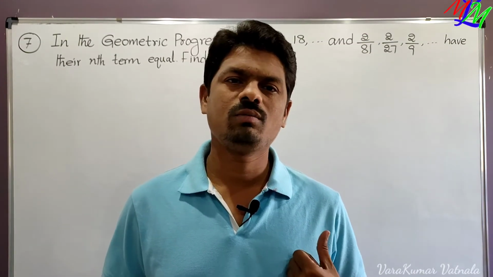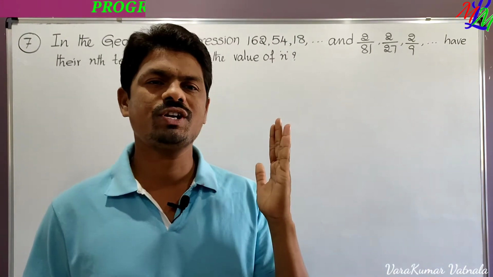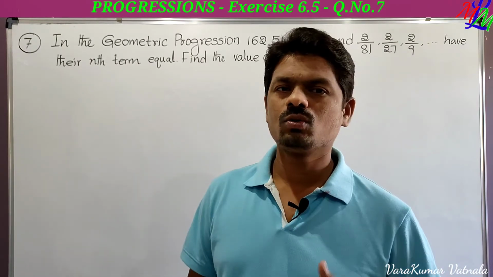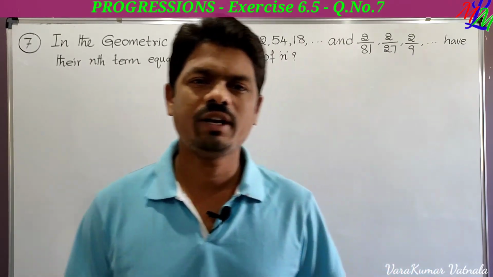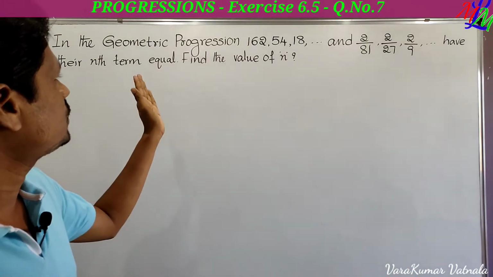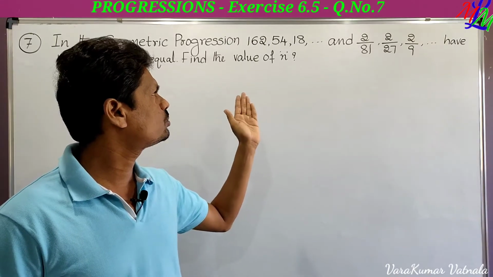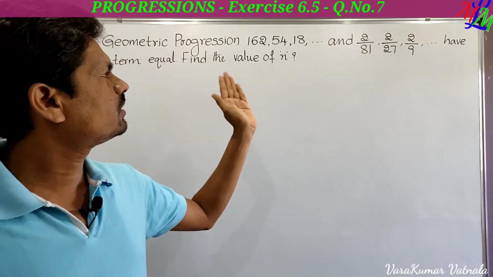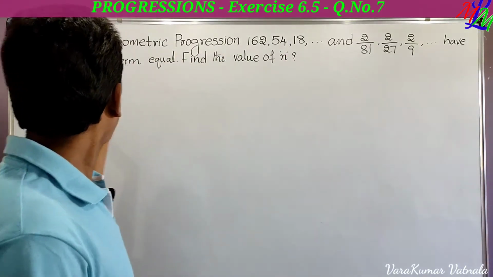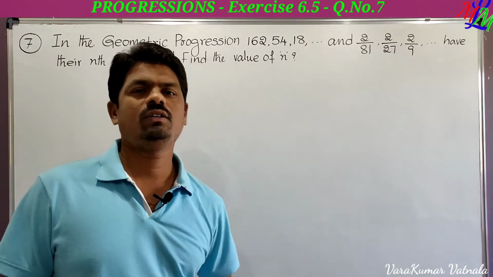My name is Varakumar. Today we are going to solve a problem from the chapter Progressions, exercise 6.5, 7th problem. See student, what he is asking us to find in the 7th problem. In the geometric progressions 162, 54, 18 and so on, and 2 by 81, 2 by 27, 2 by 9 and so on, have their nth terms equal. Find the value of n.